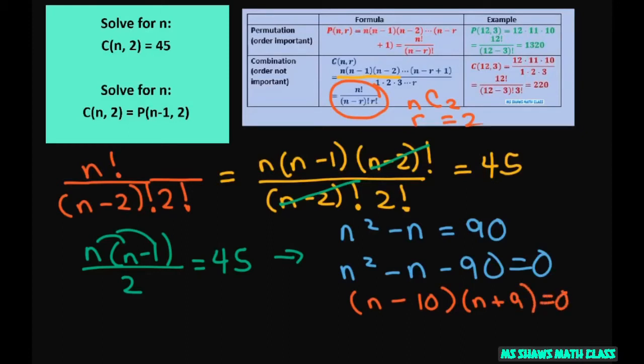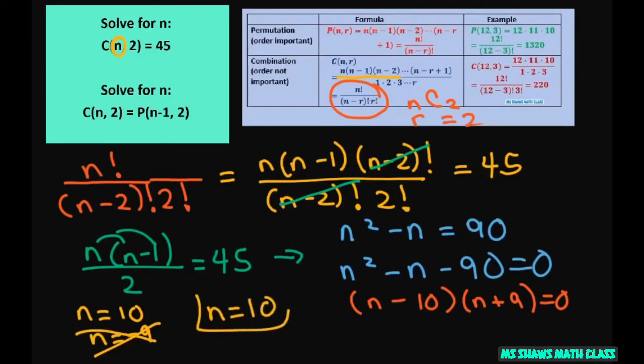Therefore, our n's equal 10 and n equals negative 9. We never use negative for this number here, so we can disregard that. So n equals 10. n has to be positive. All right, now next problem is a little bit harder.